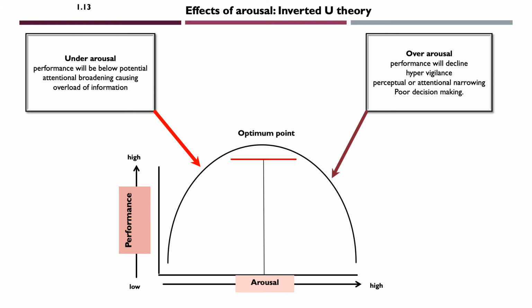Now, this graph, the inverted U theory, shows a gradual decline in performance as arousal gets beyond the optimum. There is a slightly different theory called catastrophe theory, where the drop-off is not gradual, it's much more sudden once the performer goes beyond the optimum point of arousal.